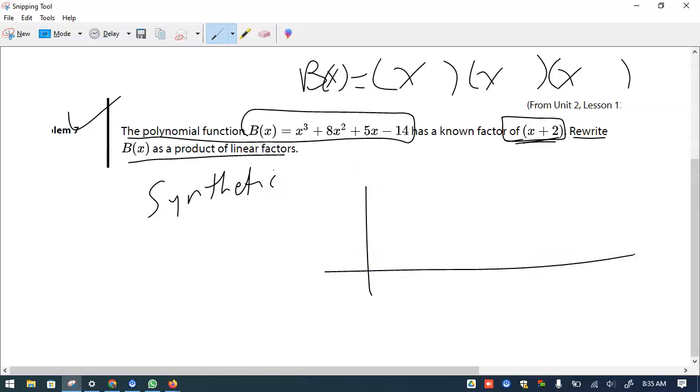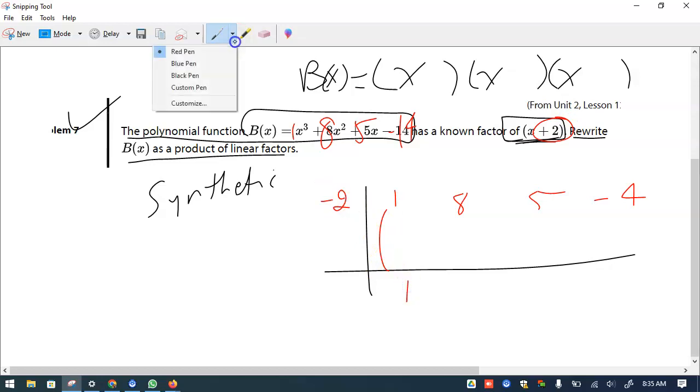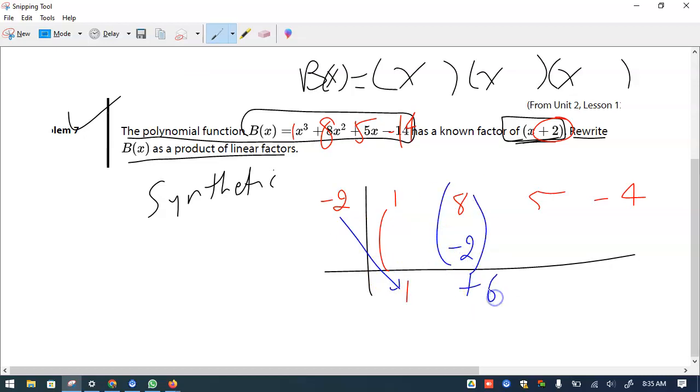So put a line, and you can see the coefficients of the x's are 1, plus 8, plus 5, and minus 14. So this goes 1, 8, 5, and minus 14. Now if this is plus 2, you have to put the opposite, drop down the first one, and then start working. Negative 2 times this will be negative 2, together will be plus 6. Then you multiply 6 times 2, which is minus 12.